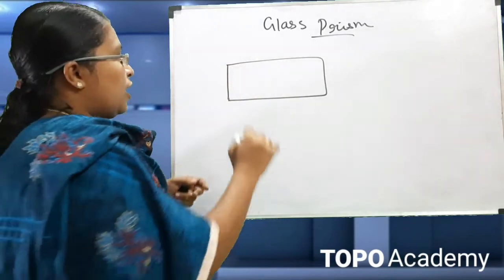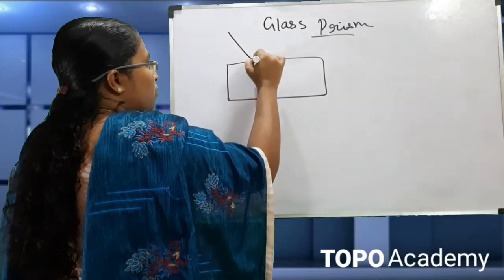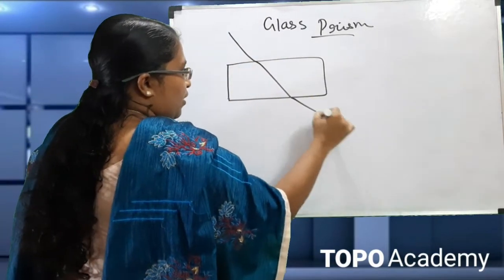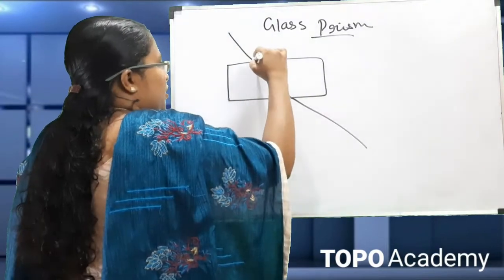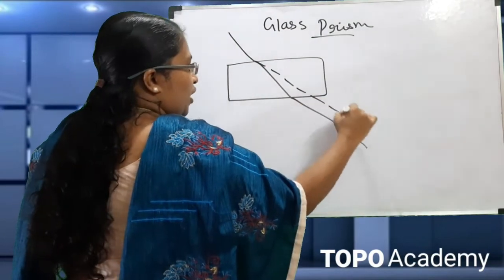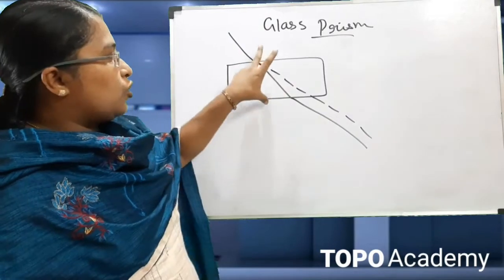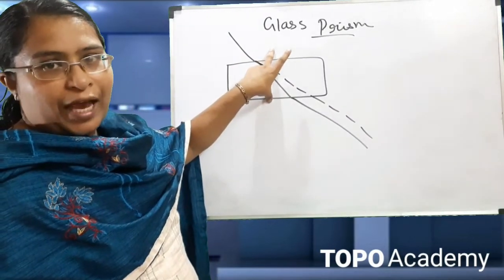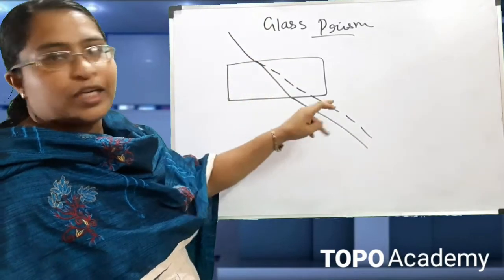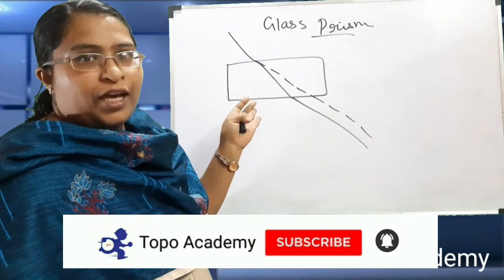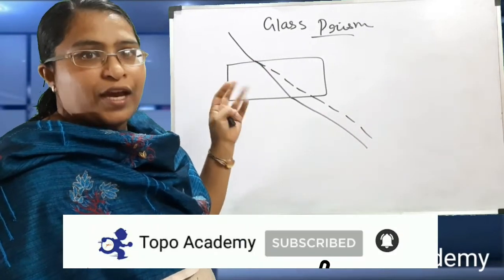The emergent ray is parallel to the incident ray. If you extend this incident ray, we can see the incident ray and the emergent ray are parallel to each other. Because these two refracting surfaces are parallel to each other, the incident ray and the emergent ray are parallel. Next, we have to see what is the case of a glass prism.